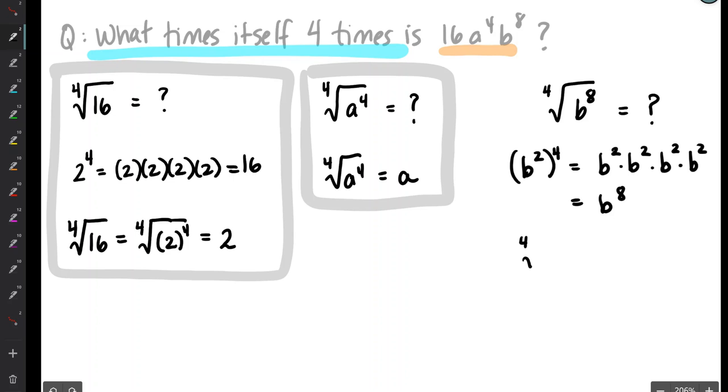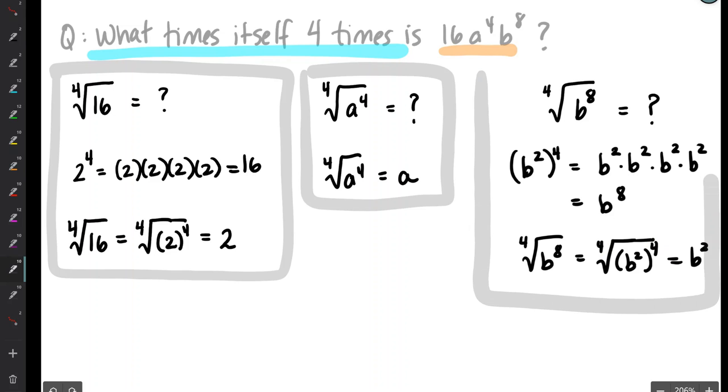So the 4th root of b to the 8th is the 4th root of b squared to the 4th, and 4th rooting and to the 4th power do and undo each other. My answer is just b squared. Putting those 3 things together, we've got 2 times a times b squared.